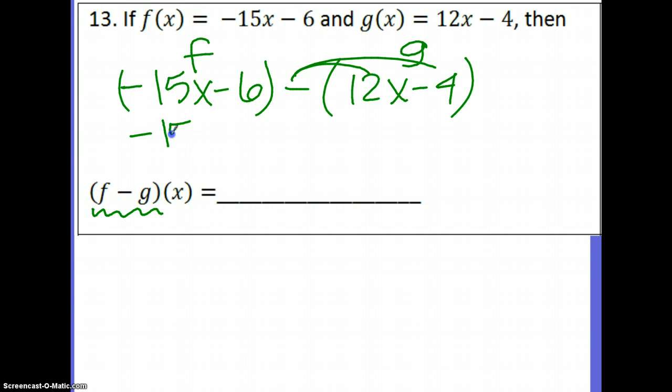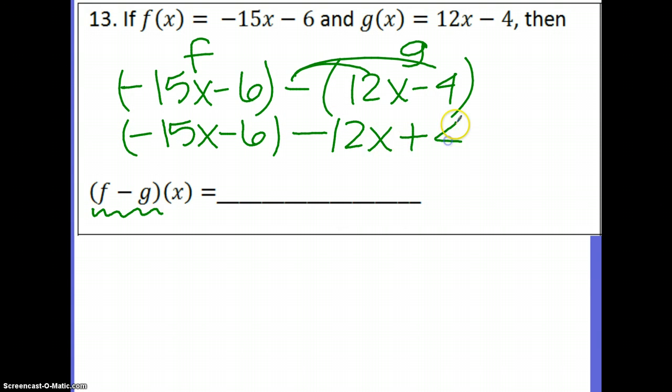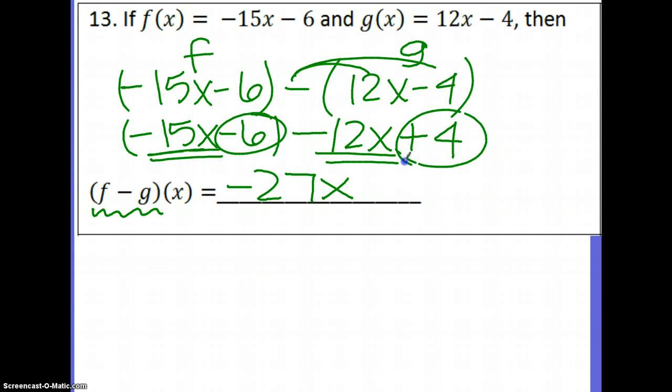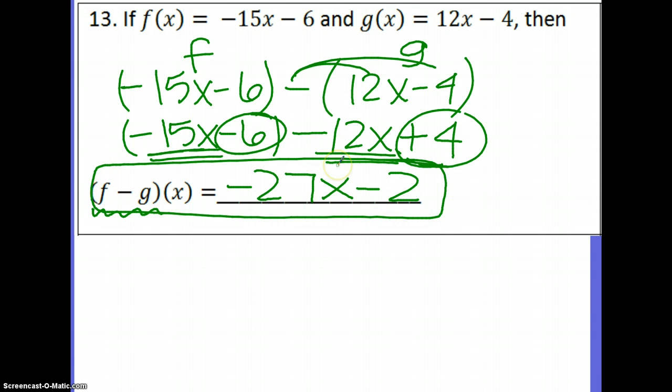So it's going to be negative 15x minus 6. Bring down, and if I distribute the negative, that's negative 12x plus 4. And combine like terms here. Negative 15 take away 12 is going to be negative 27x. Negative 6 plus 4 is going to be negative 2. And that's f minus g.